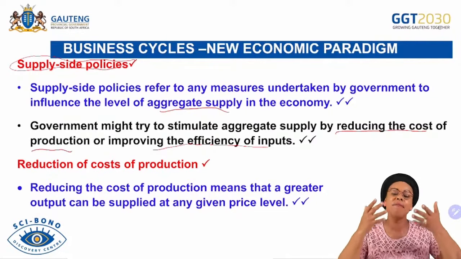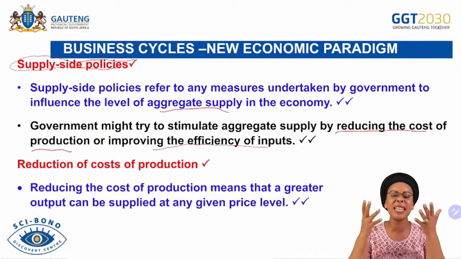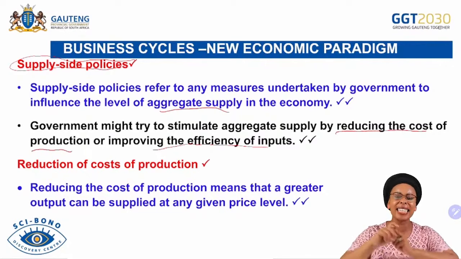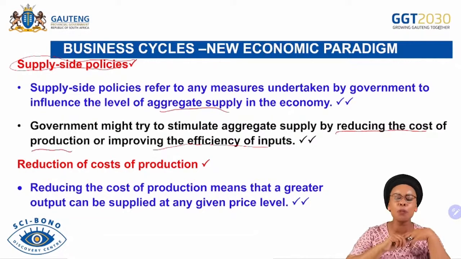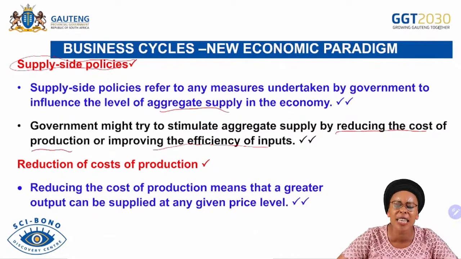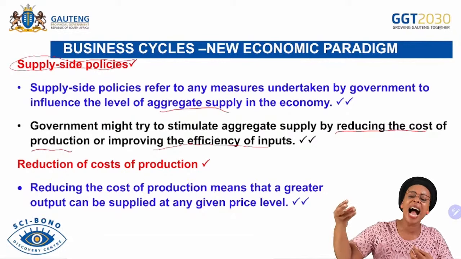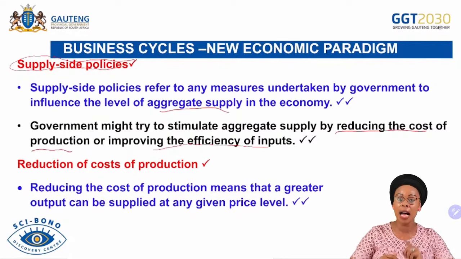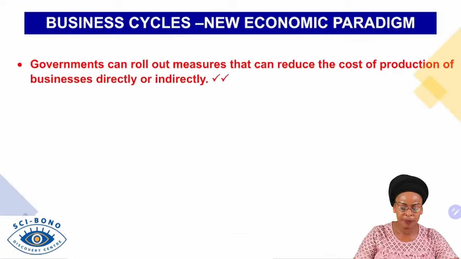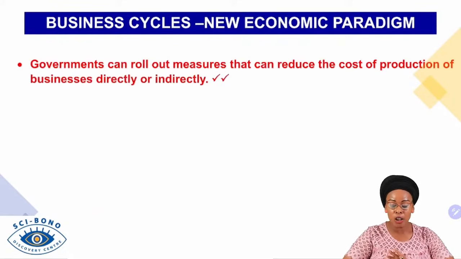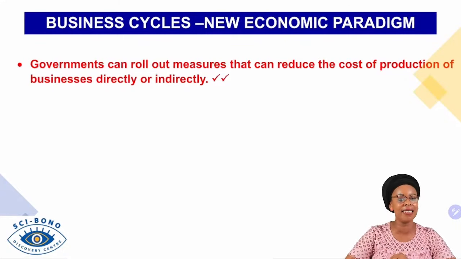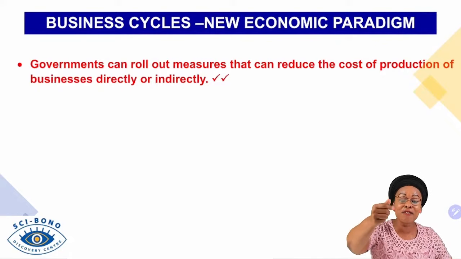What does this mean? It means that if the cost of production, remember businesses, they incur cost of production. They pay for electricity, they pay for workers, they buy raw materials, they incur transport costs. All these costs are private costs, but there are certain costs which are brought by the government. So if the government can assist to reduce this particular cost, businesses will produce more. I will show you which are those costs. Government can roll out measures that can reduce the cost of production of businesses directly or indirectly. Remember, directly the government can give businesses what?